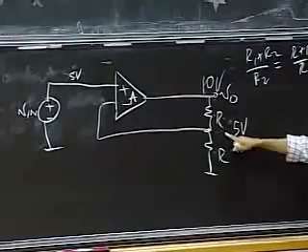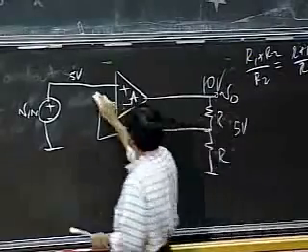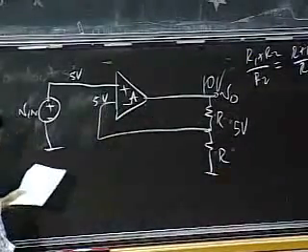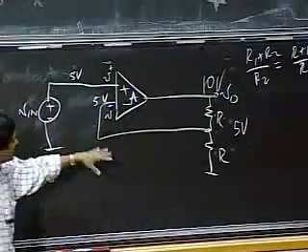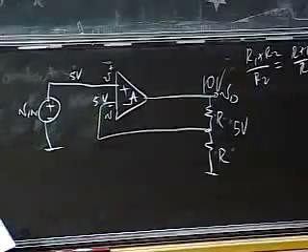If that is 10 volts, this is going to be 5 volts, correct? This is R and R, a voltage divider, so I get 5 volts here. So this is V plus, this is V minus, and I get 5 volts here. That's how the circuit looks.